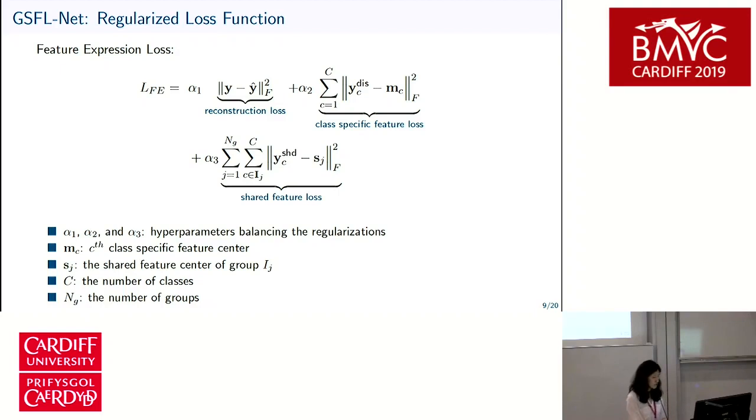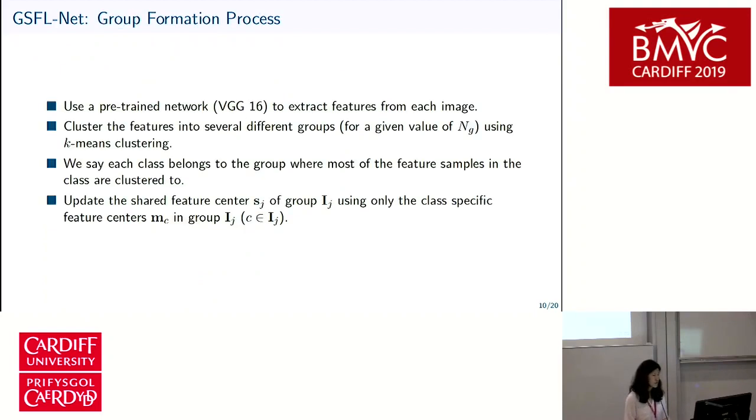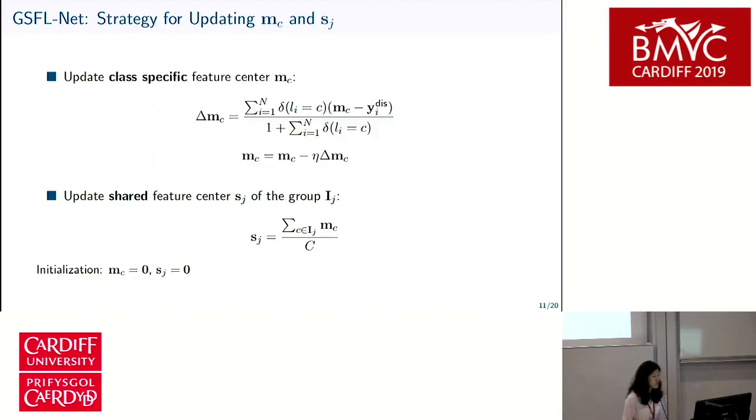within its own group. Before the training process, we need to separate the different classes into different shared groups. In our proposed method, we use a pre-trained network to extract features from each image, and we cluster these images into different groups using k-means clustering. Then we say each class belongs to the group where most of the feature samples in the class cluster. And the strategies for updating the class-specific feature center and the shared feature center are very easy.